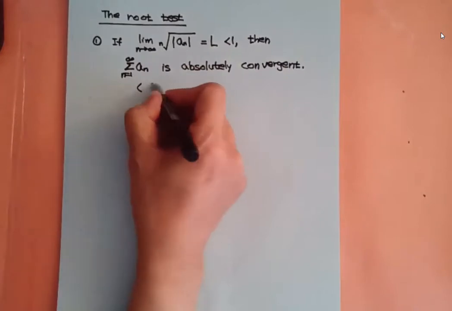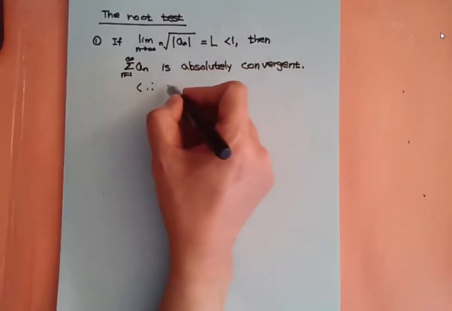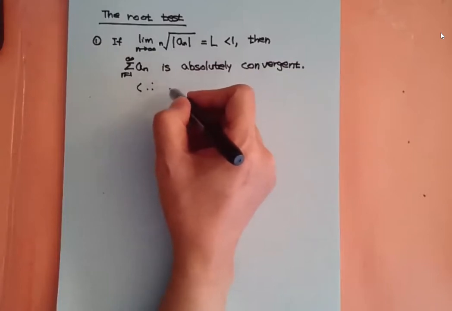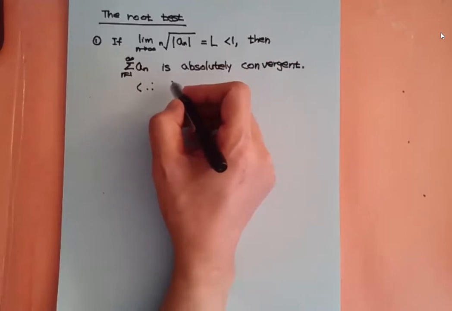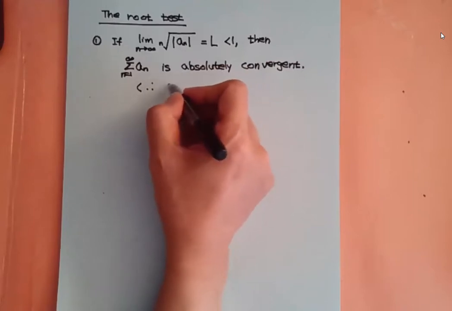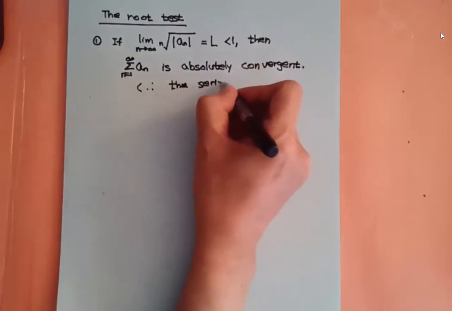So absolute convergence means when you think about the summation of the absolute value of an, the series still converges. That also implies the series converges.